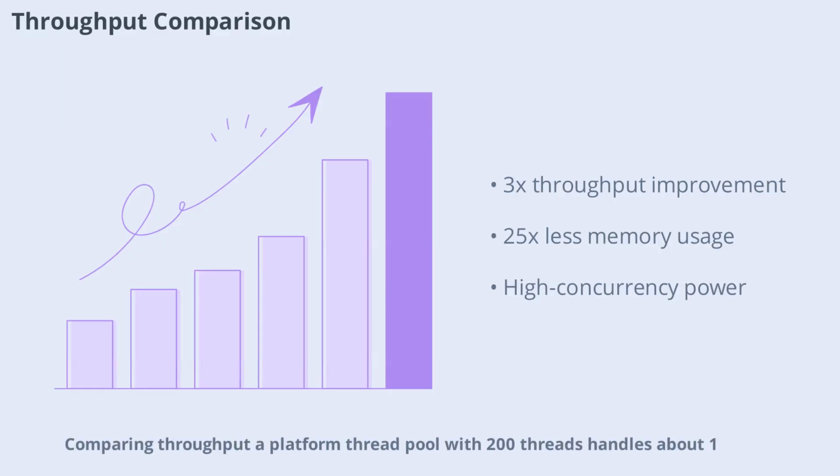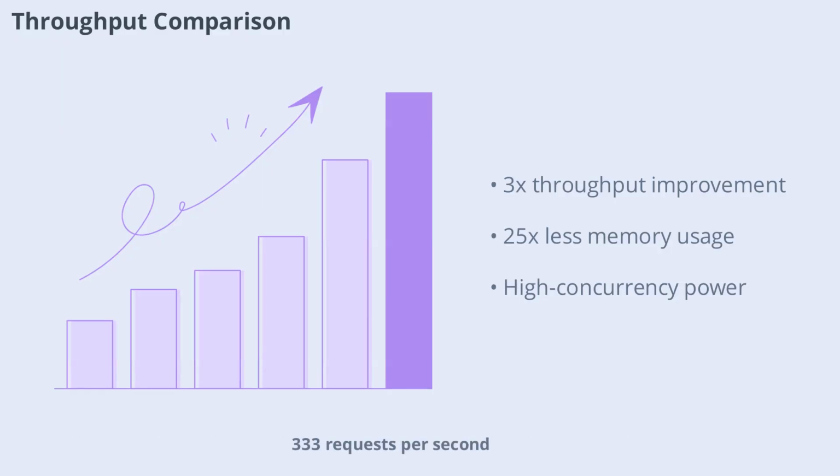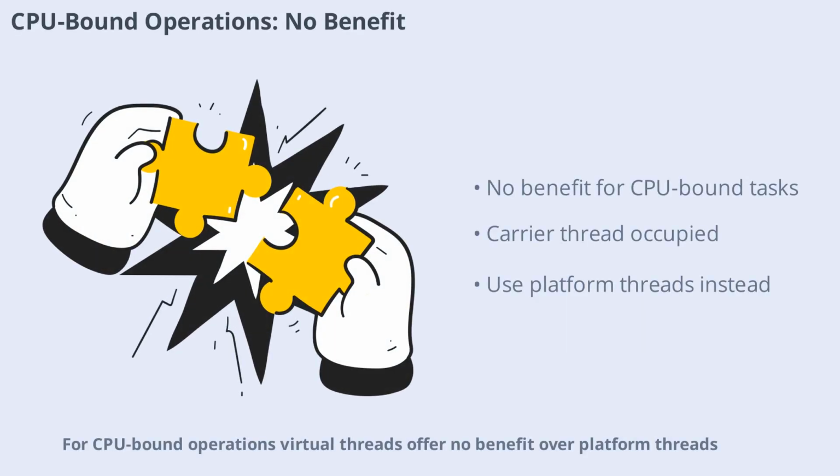Comparing throughput, a platform thread pool with 200 threads handles about 1,333 requests per second, while virtual threads with 8 carrier threads handle around 4,000 requests per second. This is a threefold improvement with 25 times less memory usage, demonstrating the power of virtual threads in high concurrency scenarios. For CPU-bound operations, virtual threads offer no benefit over platform threads.